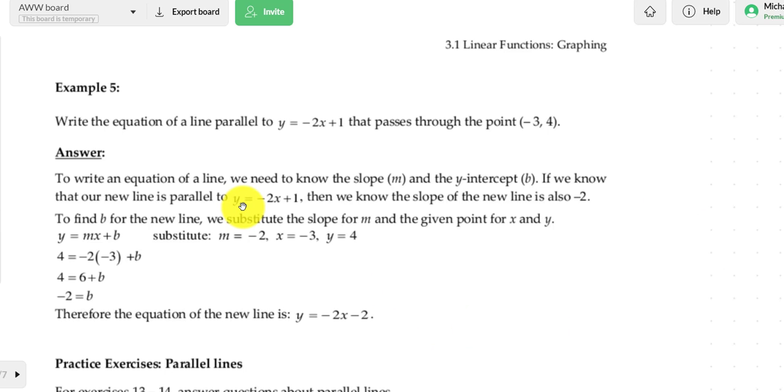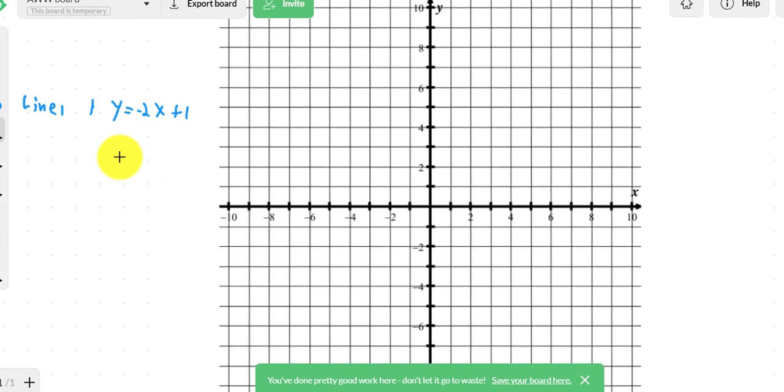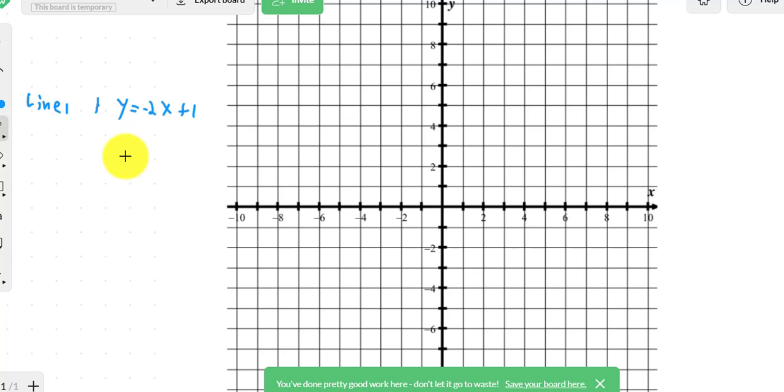So if you look on the next page, you'll see it says, write the equation of a line parallel to y equals negative 2x plus 1 that passes through the point negative 3, 4. All right, so let's take out our graph paper again. So the first thing I do is I write line 1.